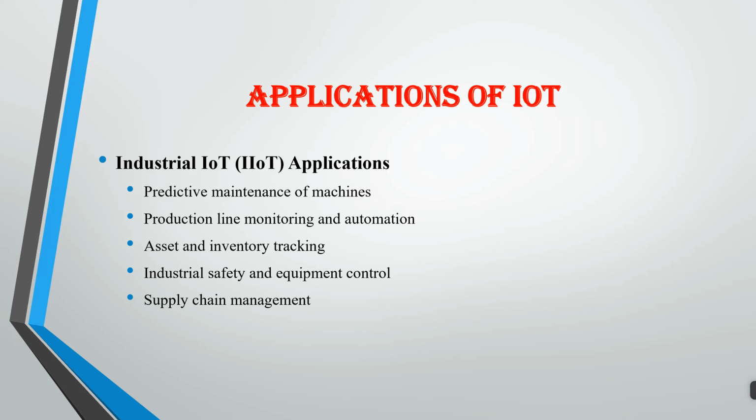Now, the next one is production line monitoring and automation. So a production line has got a lot of activities. Supplies, items should be supplied, ingredients should be there, various inputs are required, various processing work takes place.